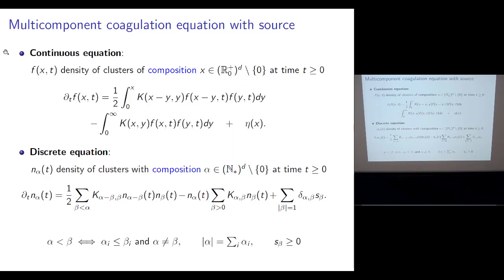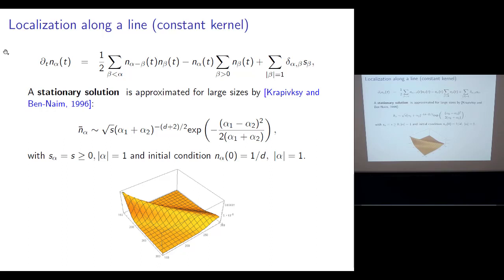In particular, Krapivsky and Ben-Naim in 1996 found this approximation for a solution for large clusters. The solution in the case of constant kernel should approach this shape. So we see that there is localization here. In the direction perpendicular to the localization line, the solution is approximately Gaussian.